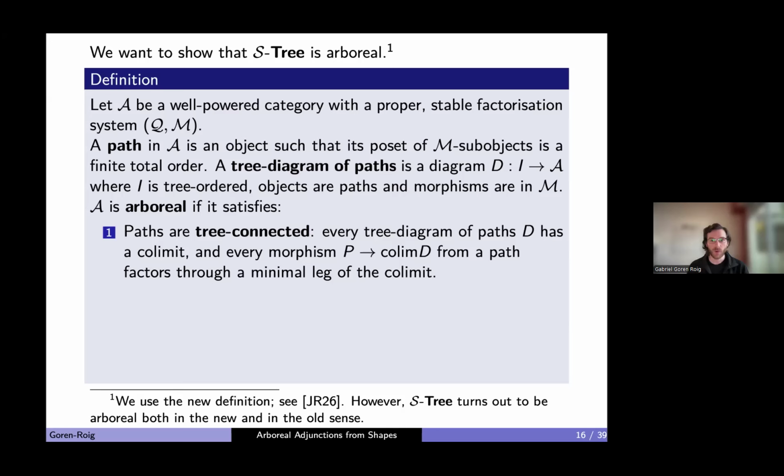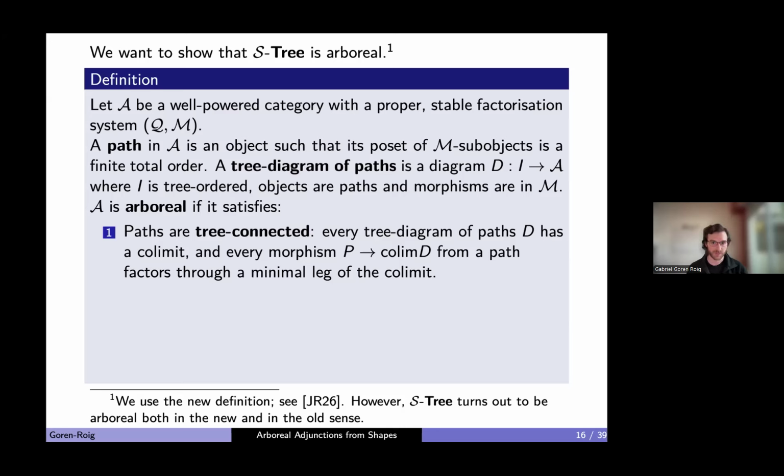And we require a couple of things about this factorization system. There's a stability condition that I won't get into. And then there is a properness condition that I will mention a little bit, which basically says that all the quotients should be epimorphisms and all the embeddings should be monomorphisms. So you should be thinking of Q and M as some special kind of epimorphisms and some special kind of monomorphisms.